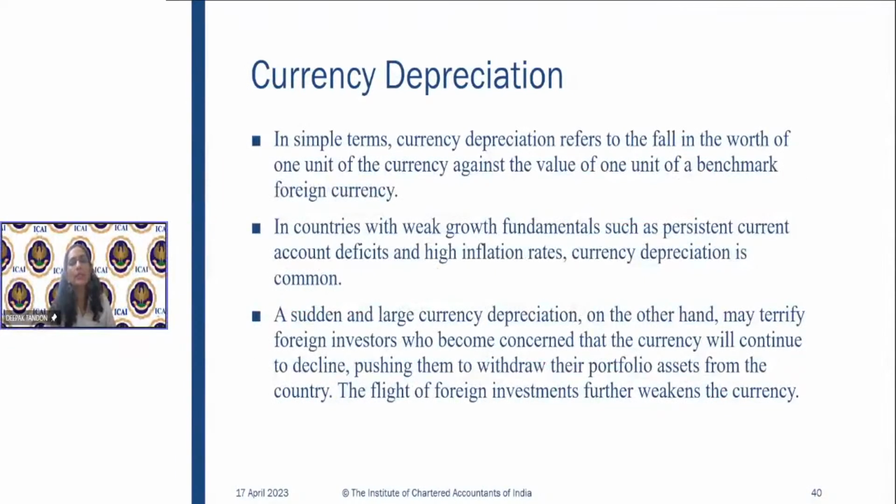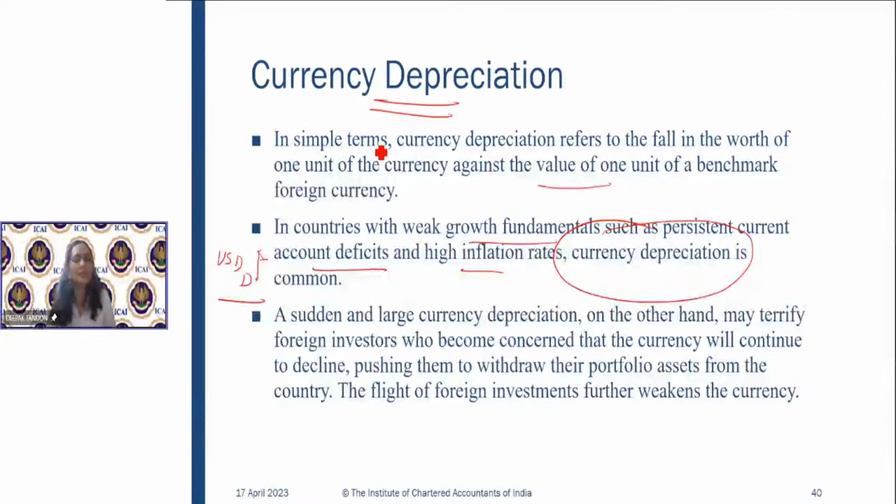Currency depreciation we have already shared. When 1 unit of the currency against the value of another currency decreases. What happens if you have weak growth fundamentals, आपका current account deficit है, high inflation है, तो currency depreciate होगी ही होगी, isn't it? So currency depreciates when your fundamentals are not strong, when you have high inflation, when you import more than export, when investors do not have faith in your country, so dollar supply कैसे बढ़ेगा? USD demand will be higher, but supply will not increase, and this will depreciate the currency. Yes.